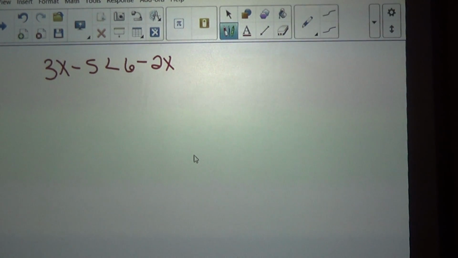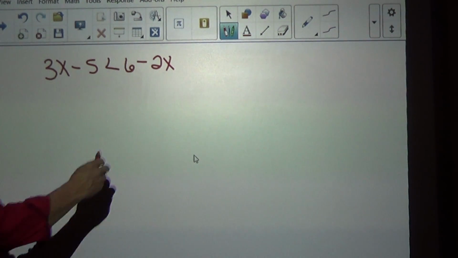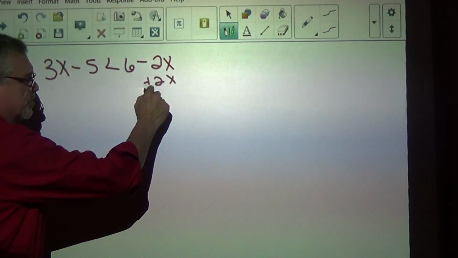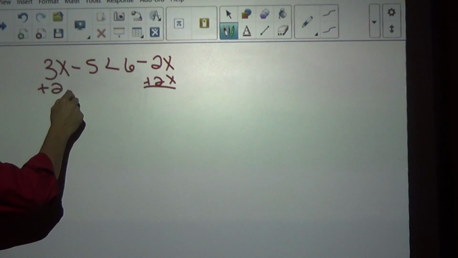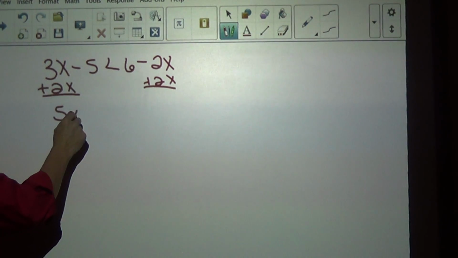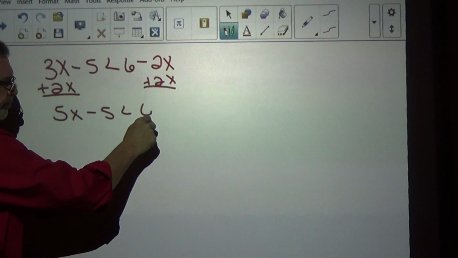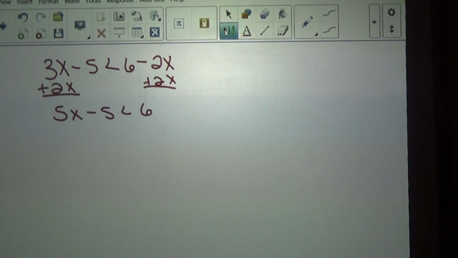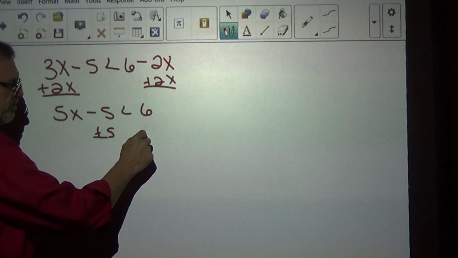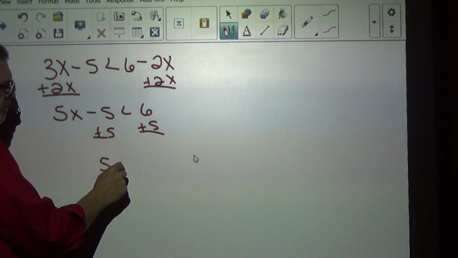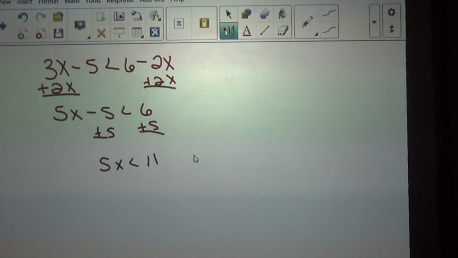it works out better. Now you can take the variables to either side, but it works out better if you get the variables on the left. So what I'm gonna do first is move the 2x over. Remember, you do that by adding the opposite. Now what are we going to do? Take 5 to the other side, so if it's -5 there, it'd be a +5. I get 5x is less than 11.